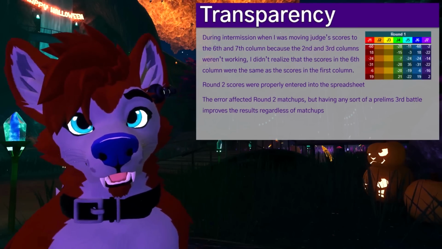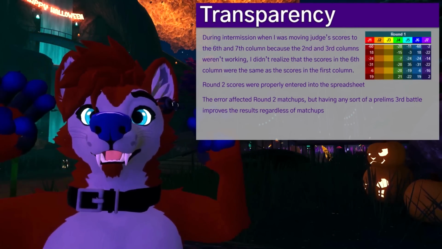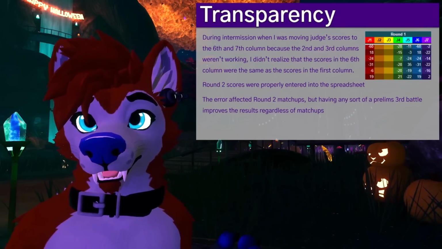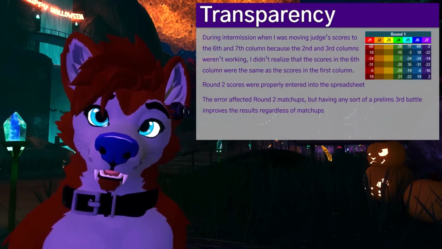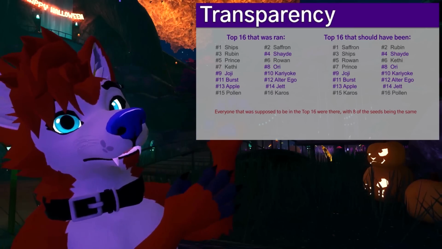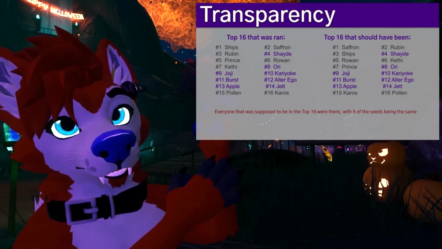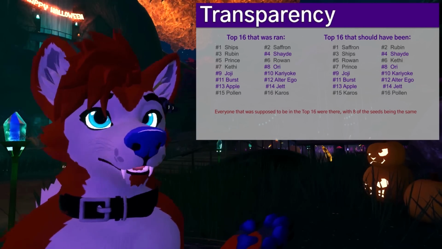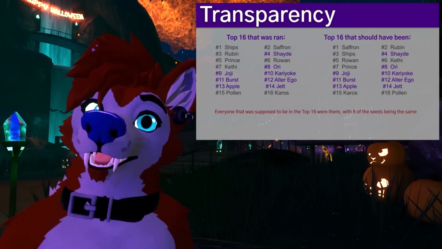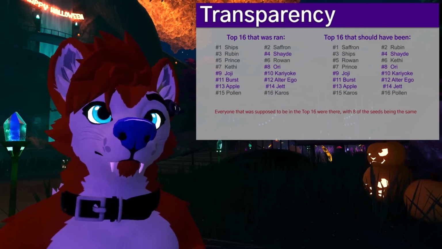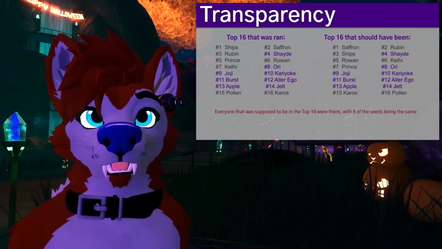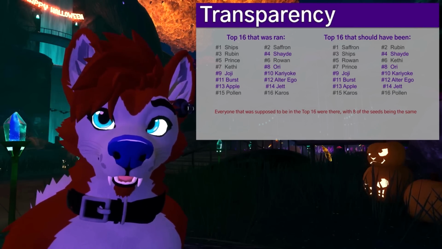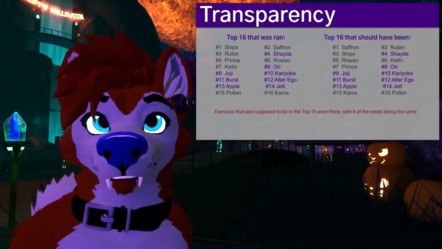I caught the error after trials were over, and ultimately decided to leave the results as is, mostly because the round 1 results do determine the round 2 battles, and I put trust in the Olympic averages system. Here's what the top 16 roster looks like that was actually run compared to what should have been the top 16. All the dancers that were supposed to be in the top 16 were there, just with a few seeds being swapped. It turns out that my blunder barely made a difference, and it shows that having a second round of prelims will produce robust results, even if it's just 12 extra battles.